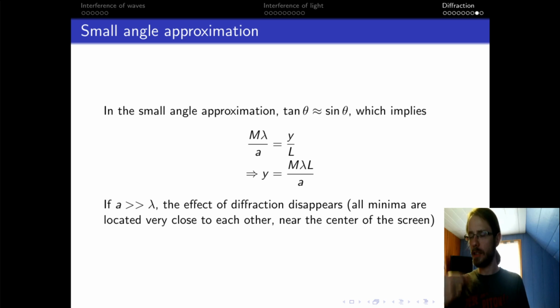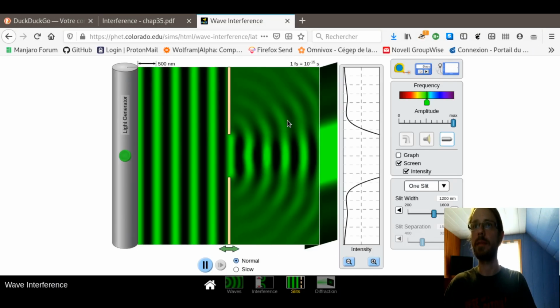Also, we can get some intuition from this. Just like in the case of interference, whenever we increase lambda or L, y will increase, meaning the dark fringes, and by extension the bright ones too, will go more towards the outside. And for a, the width of the slit, whenever this increases, y, the position of the satellites, will decrease, meaning you will get more towards the center. We can take a quick look at it.